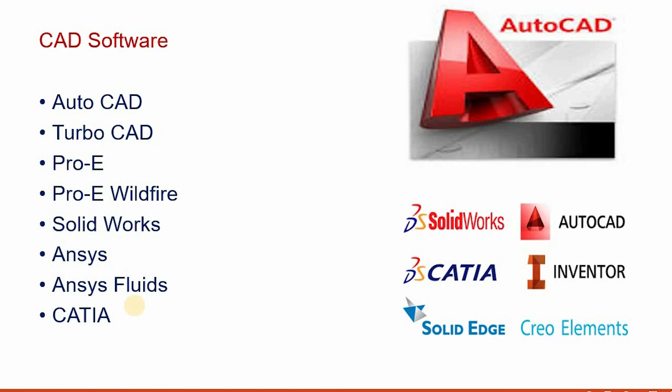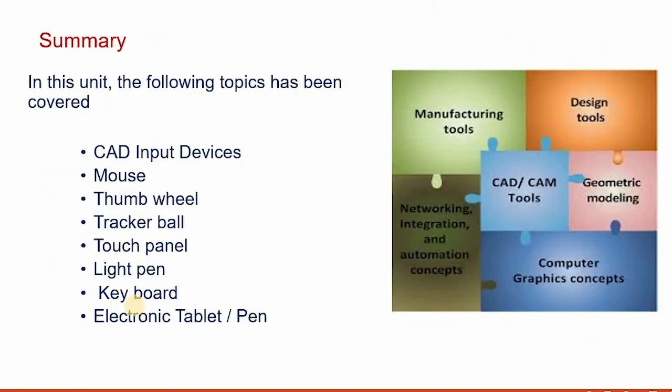Various kinds of software are used in the creation of 2D images and 3D images. For 2D images, AutoCAD and TurboCAD can be used, and ProE, Wildfire, and SolidWorks can be used to create 3D images on the CRT screen. Various products or components can be analyzed through ANSYS Fluids and CATIA software. These are the software that help to create and analyze the object on the CRT screen.